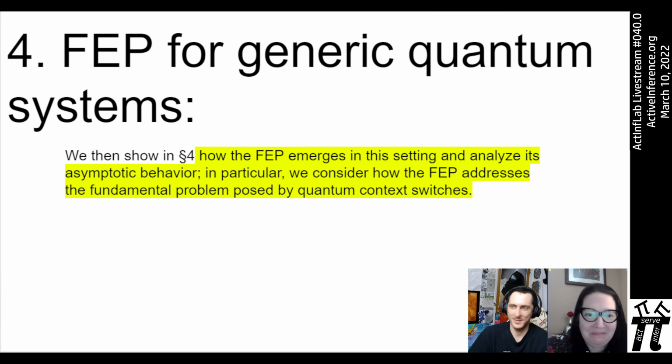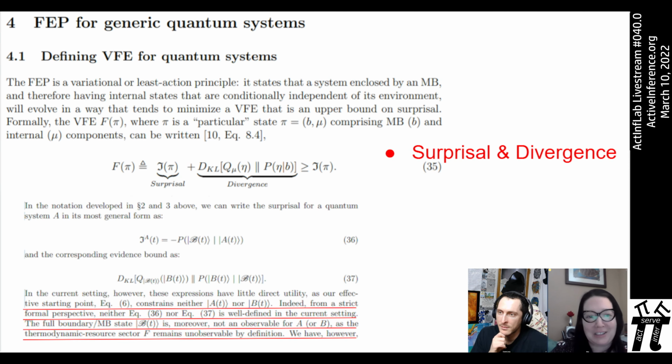Nice. Okay, now let's get to the paper. What do you think, Blue? We're finally here. We made it. This is the best part. Yeah, the FEP for generic quantum systems. So all that background was to lead you here to this place where we are now. So how the FEP emerges in this setting, and we're going to look at its asymptotic behavior, considering how it addresses the fundamental problem that's posed by quantum context switches. Whew. All right, we're getting there.